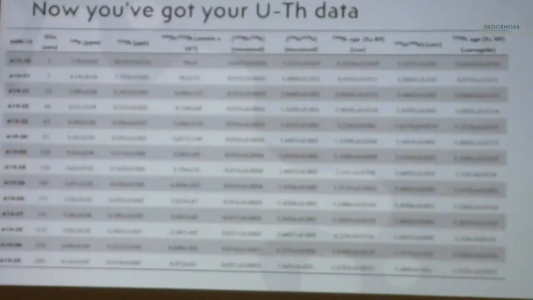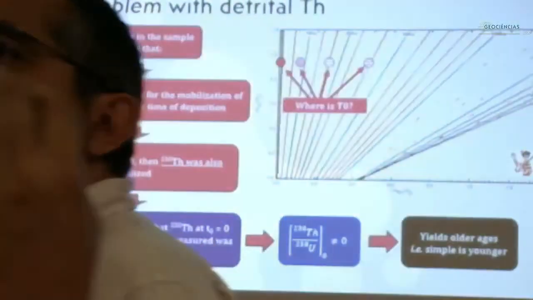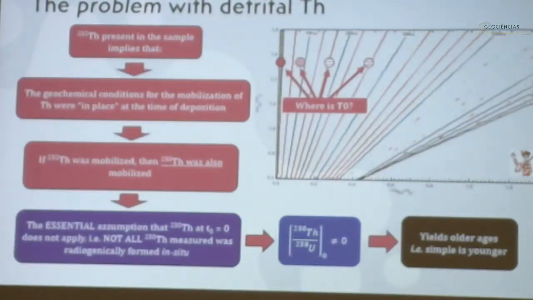So back to this table. In this table, thorium 232 is non-zero. It is never zero. There's always some thorium 232. And if there's some thorium 232, it basically means that there were the geochemical conditions to mobilize thorium, whatever the isotopic number, whatever the atomic mass, sorry. So that means if there's thorium 232 being introduced into your sample, there has to be some thorium 230 getting into your sample as well. The geochemical conditions were set for at least some mobilization of thorium.